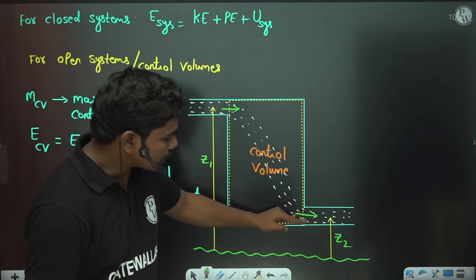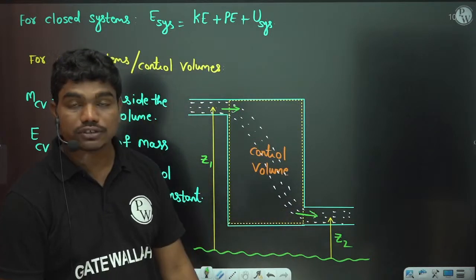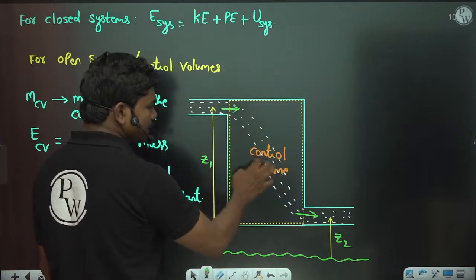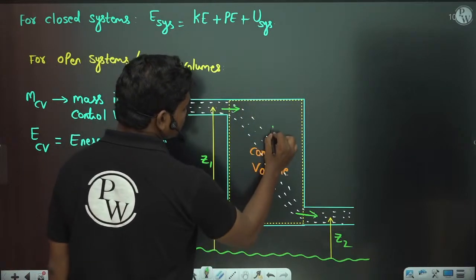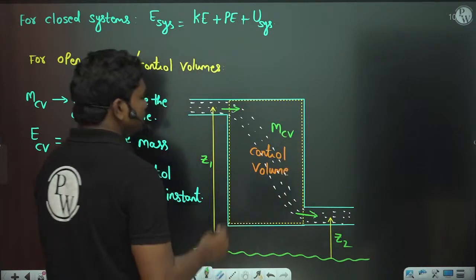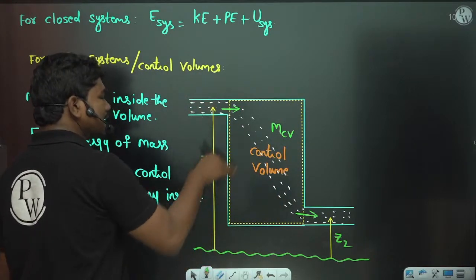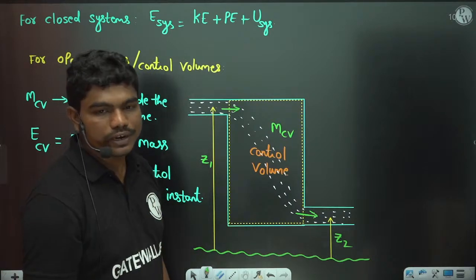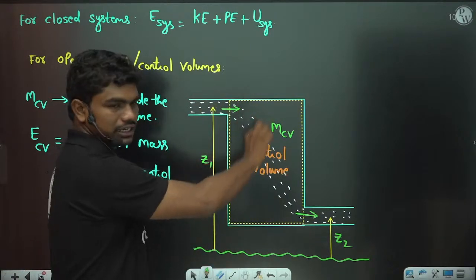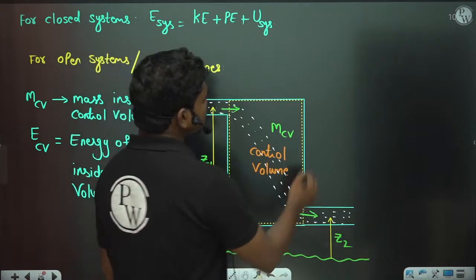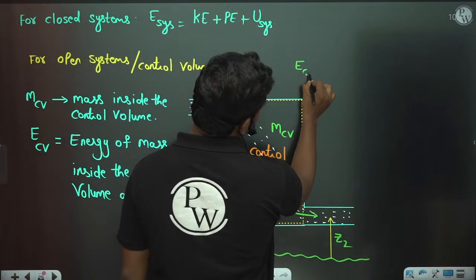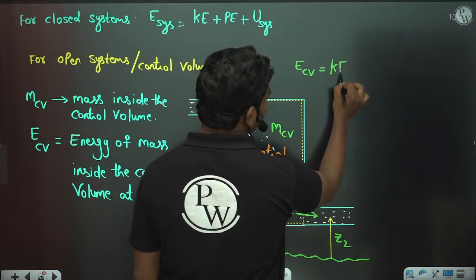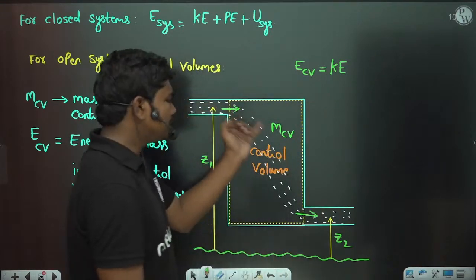Similarly here, the energy which is leaving will also have some kinetic energy. Whenever you talk about the mass which has entered this control volume, when it comes inside, it has some energy equal to the kinetic energy of the fluid because of the bulk motion. So the energy of the control volume is equal to the macroscopic kinetic energy, at the entry and also at the exit.